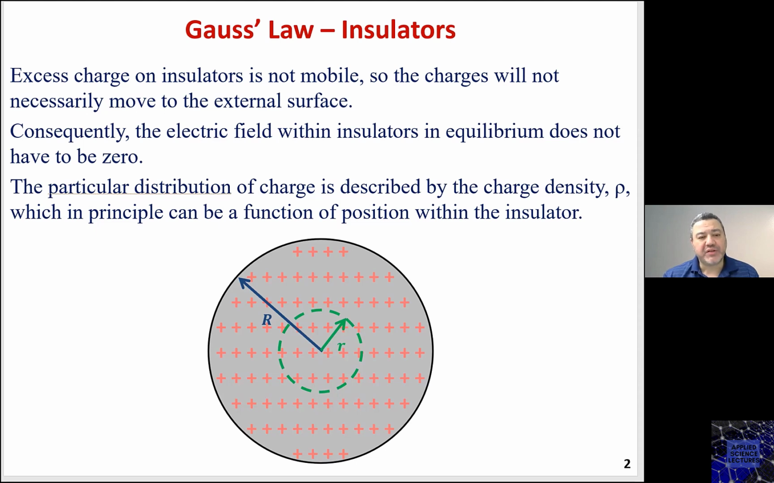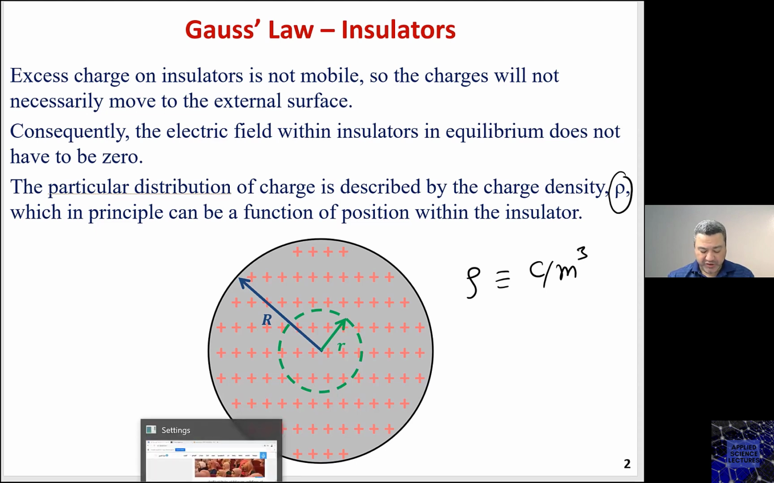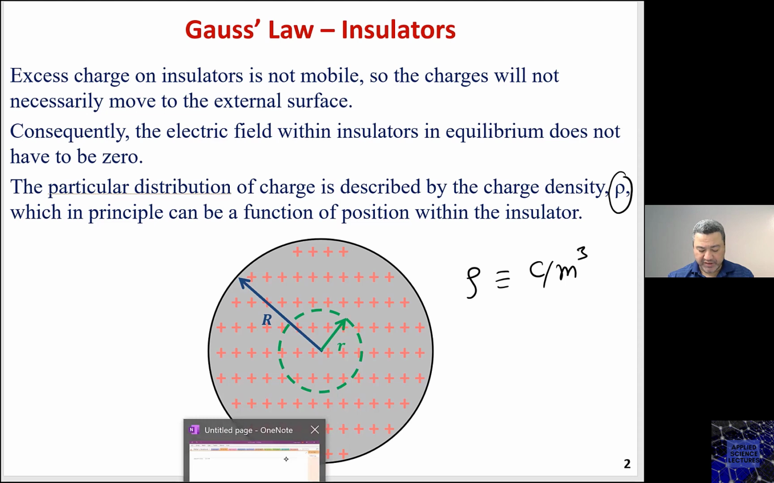Now we'll look at Gauss's law on insulators. If we have an excess charge on this insulator and those charges are distributed uniformly inside this insulator, in this case, we will use the charge density that we have seen earlier, rho, which is Coulomb per volume. And in this case, we can apply Gauss's law as follows. So let's do this. What we have here is this insulator with a radius capital R and a positive charge.